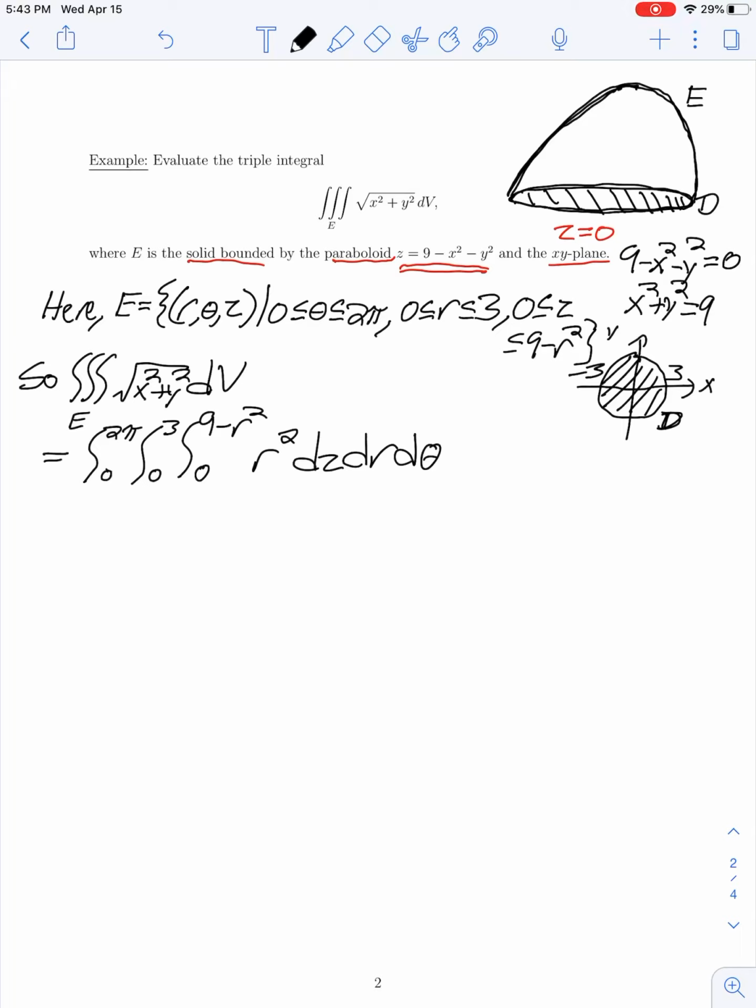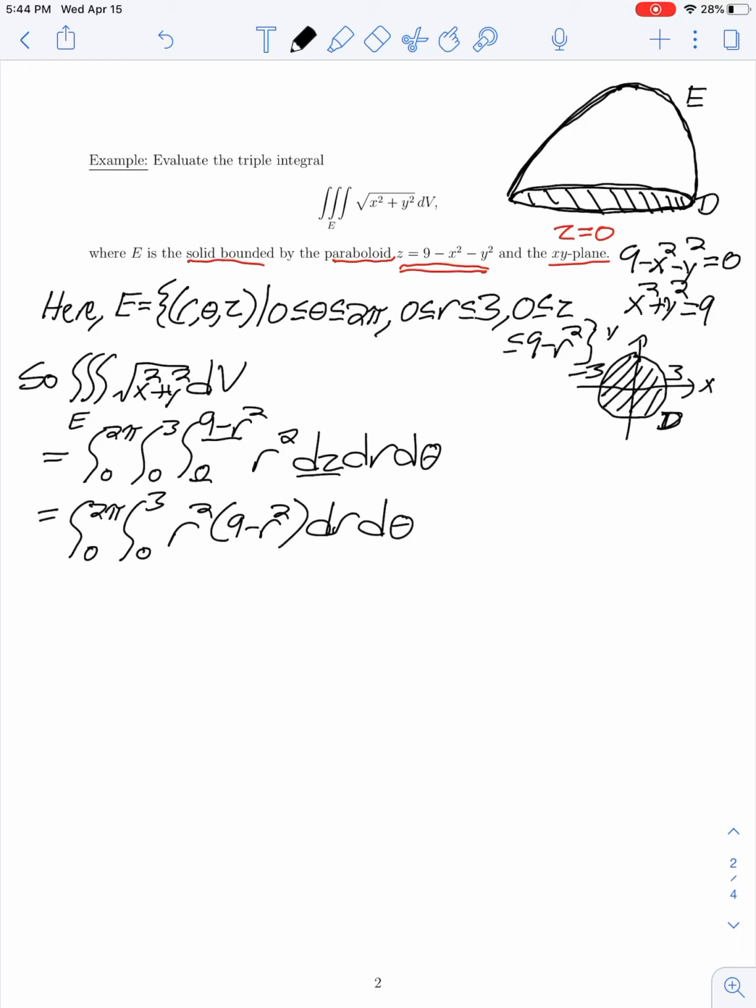So let's see what we have here. Starting with our innermost integral with respect to z, let's see what we have for our antiderivative. So we're left with the double integral, 0 to 2 pi, 0 to 3. We have an r squared times, integrating with respect to z, we would have a z. And evaluating at the upper limit, we get 9 minus r squared, minus what we get when we plug in 0, which is 0. So r squared times 9 minus r squared, and then dr d theta.